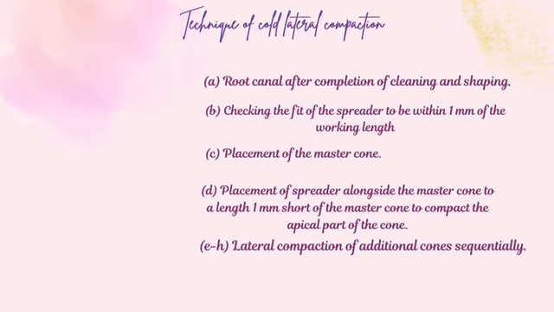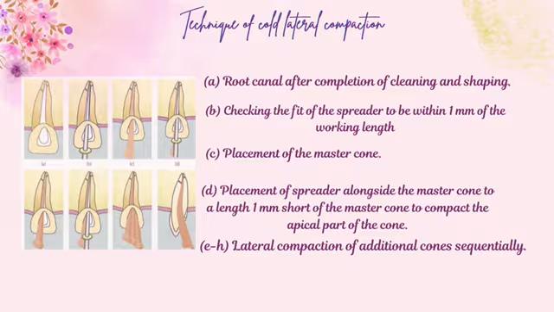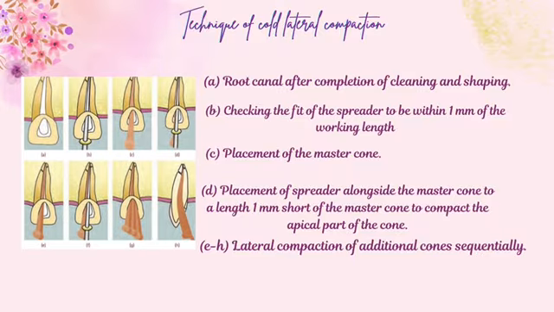So, to elaborate on the technique of collateral compaction, picture A shows the root canal after the completion of cleaning and shaping. Picture B shows checking the fit of a spreader to be within 1 mm of working length, and picture C shows the placement of a master cone. D shows the placement of the spreader alongside the master cone to a length 1 mm short of the master cone to compact the apical part of the cone. From E to H, the lateral compaction of the additional cones is shown sequentially.